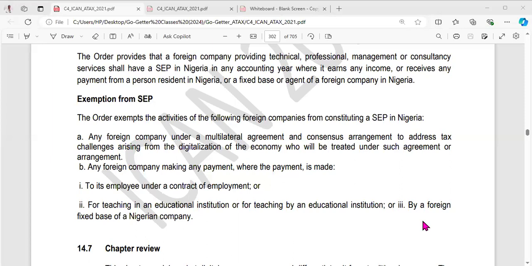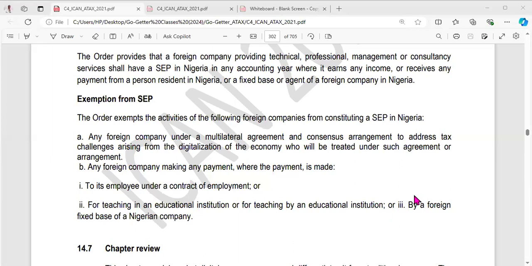Then any foreign company making any payment where the payment is made to an employee under a contract of employment. So when you are making a contract of employment to a Nigerian, maybe the person is under a foreign employment, maybe a virtual employment, where you are working and staying at home, working from home for a foreign company and you are an employee. So you are earning foreign employment, you are supposed to be exempted from income tax because your employment is foreign.